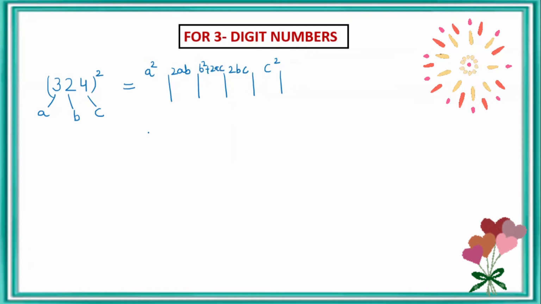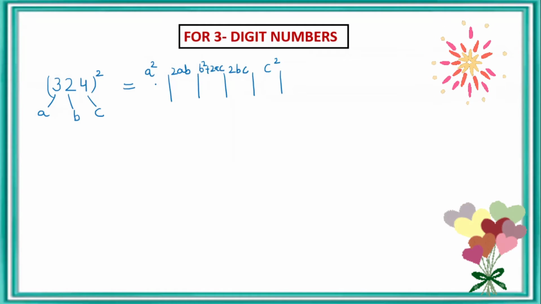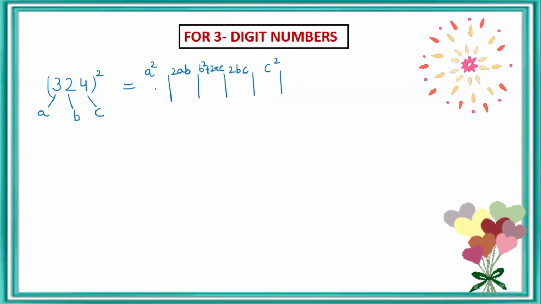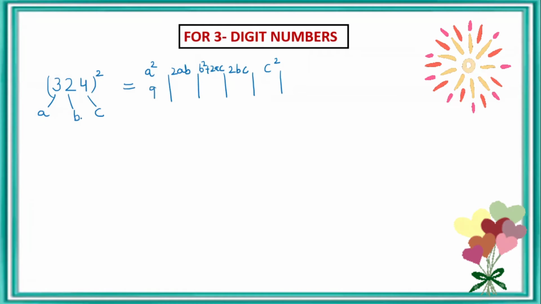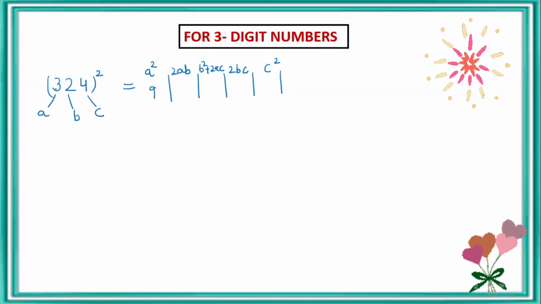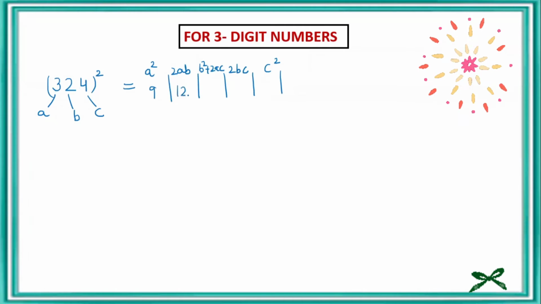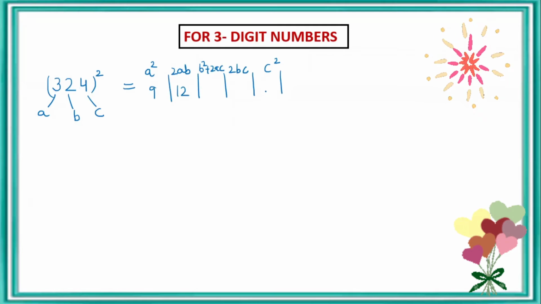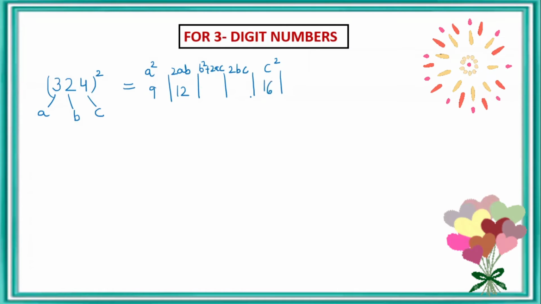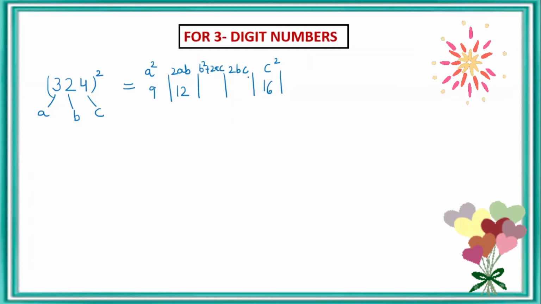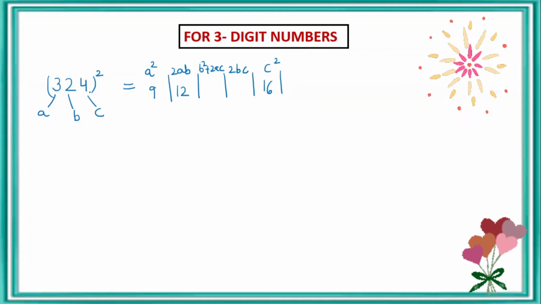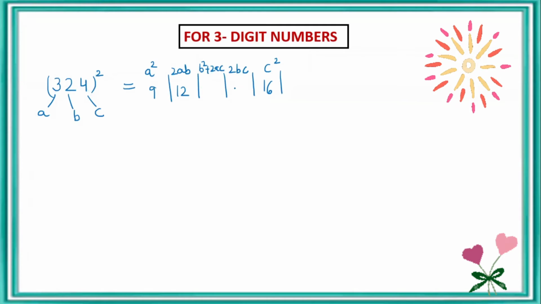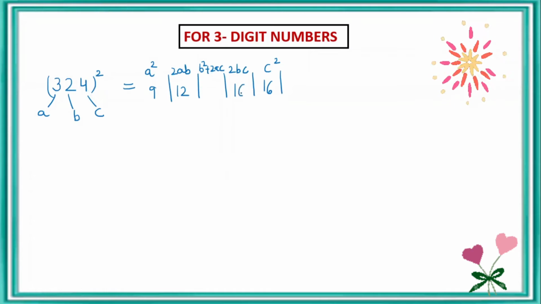So A square is your 3 square, which is 9. 2AB. 2 into 3, 6. 6 into 2, 12. Now fill the last column. C square is your 16. And then 2BC. 2 into 2, 4. 4 into 4 is again 16.